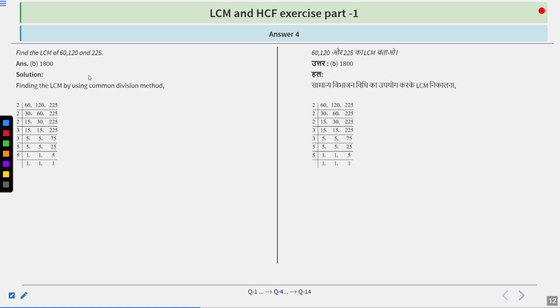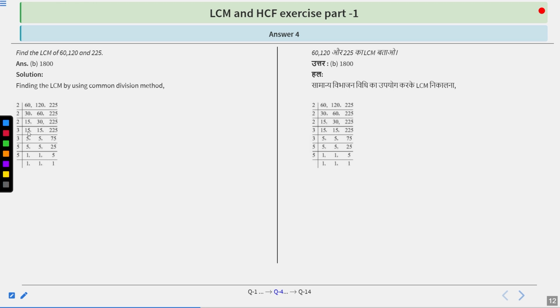Now, we are going to use common division method, that we will divide 60, 120 and 225, and we will start from the least number. So that is 2. 2 into 30 is 60, 2 into 60 is 120, and 225 is not divisible, so we will write as it is 225. Then again dividing by 2, 15, 30 and 225. Then again by 2, because 30 is divisible by 2, so 15, 15, 225.